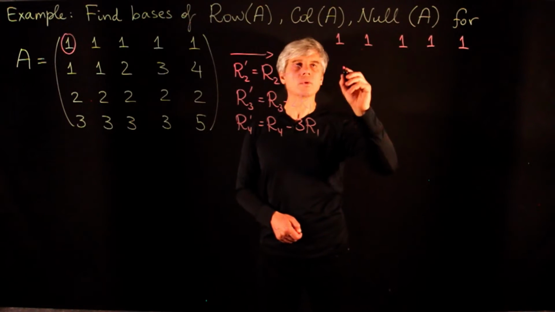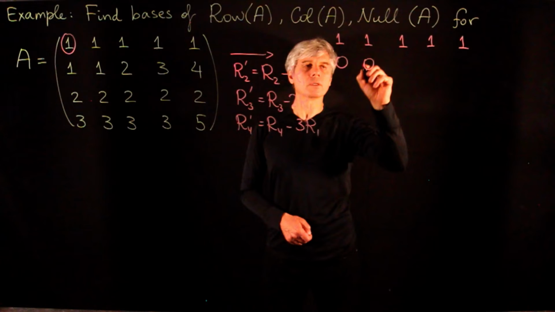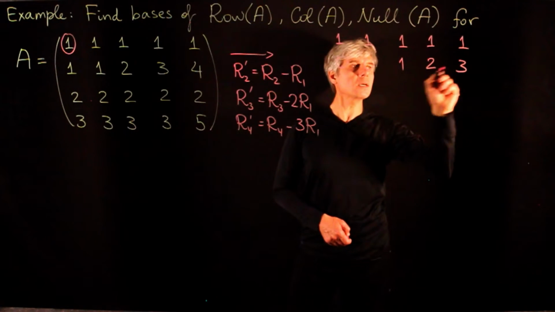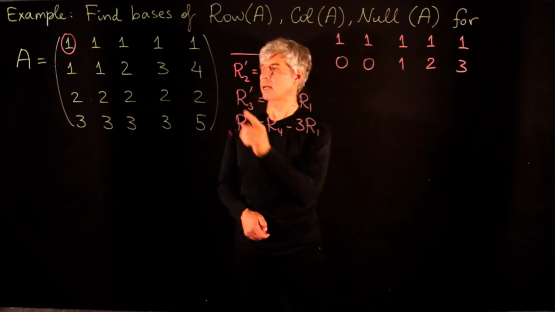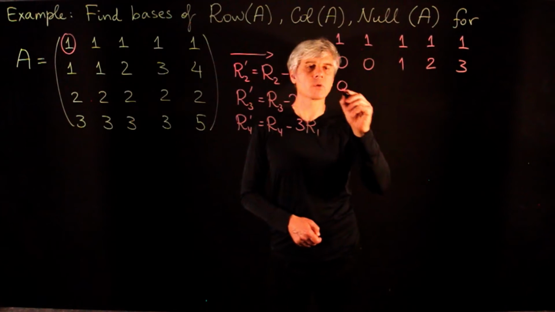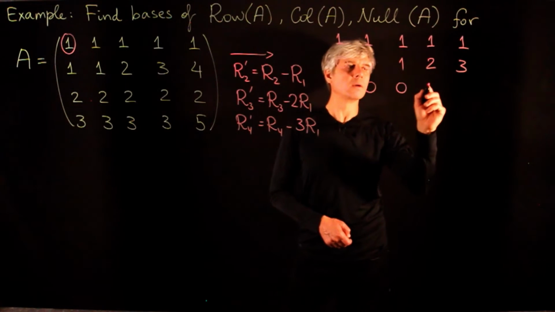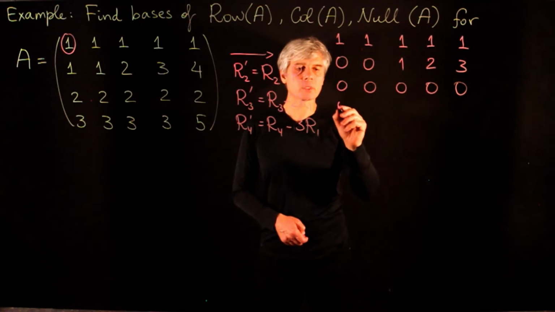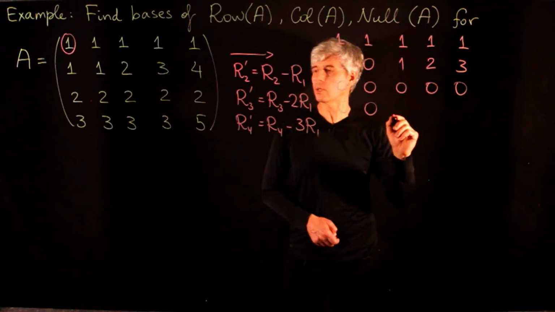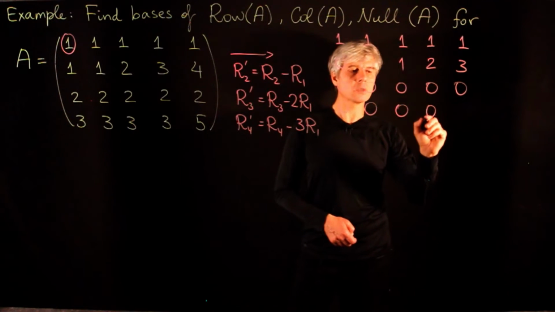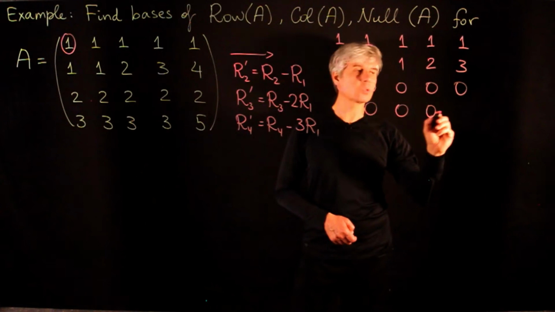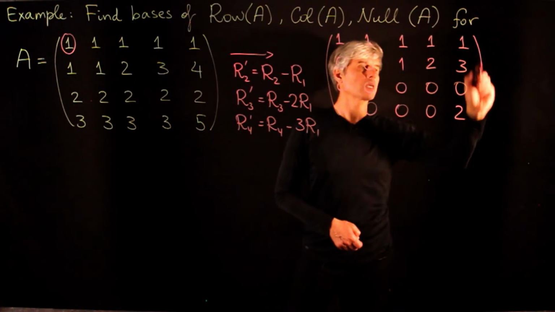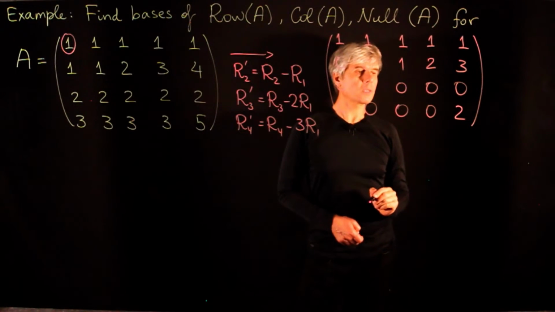Then the second row becomes 0, 0, 1, 2, 3. Then the third row becomes a row of zeros. And the last row becomes 0, 0, 0, 0, and 2. Okay, so we get this matrix.